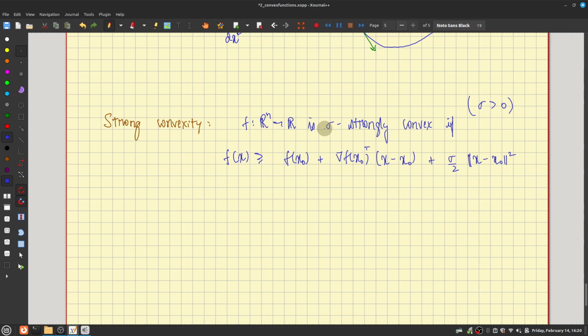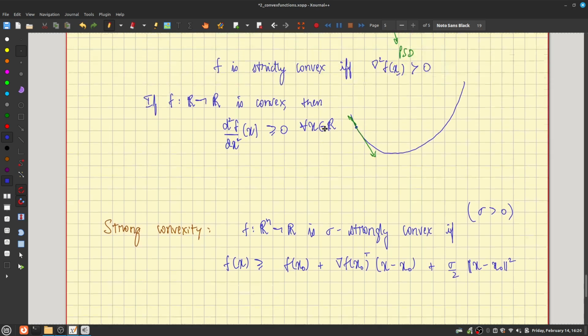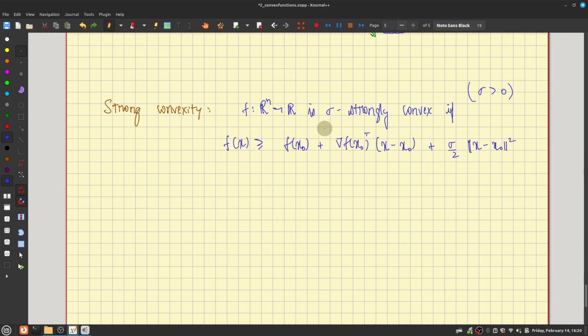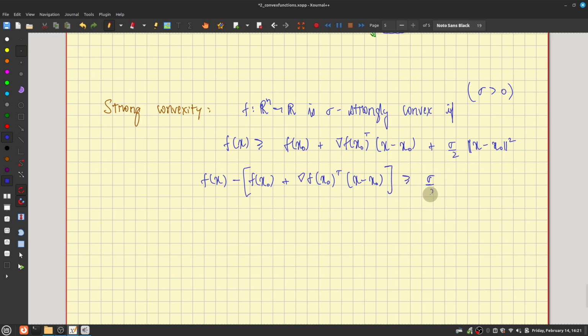All right. So sigma being large effectively says, I mean, if you think about it, think about what this quantity means, right? Let's look at f(x) minus f(x_0) minus gradient of f at x_0 transpose (x minus x_0), which should be greater than or equal to sigma/2 times the norm of (x minus x_0) squared.